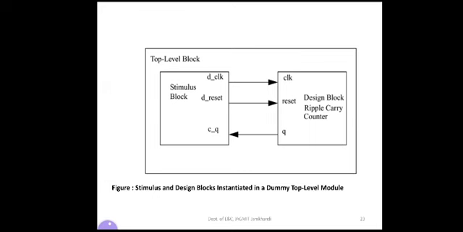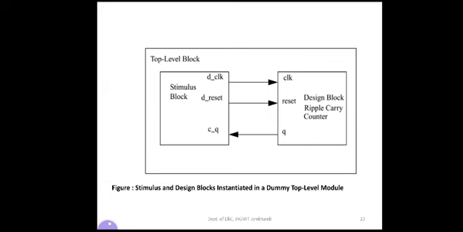This is the second style: stimulus and design blocks instantiated in a dummy top level module. In the second style of applying stimulus, we instantiate both the stimulus block as well as the design block in a top level dummy module. One more top level dummy module is created, and both the stimulus block and the design block are instantiated in it. Here the stimulus block communicates with the design block through the interface.